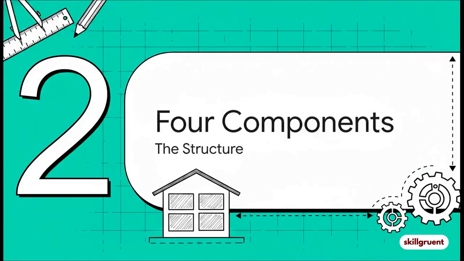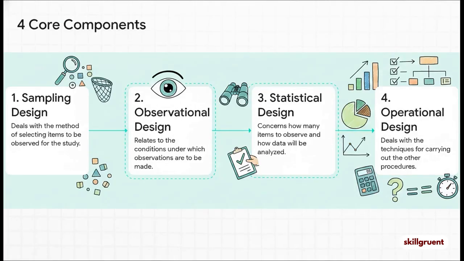Okay, so we know the questions the blueprint has to answer. Now let's look at the 4 major structural components that every research design is built from. You can think of these as the main sections of that architectural plan. So here they are, the 4 core components. We've got sampling, observational, statistical, and operational design. Each one plays a totally unique and absolutely critical role in making sure the whole study holds together. So let's break them down one by one.